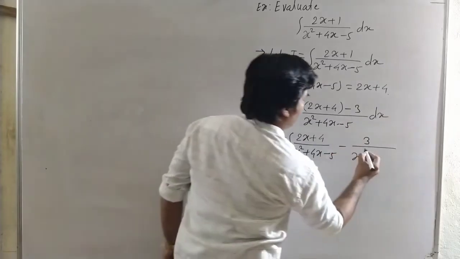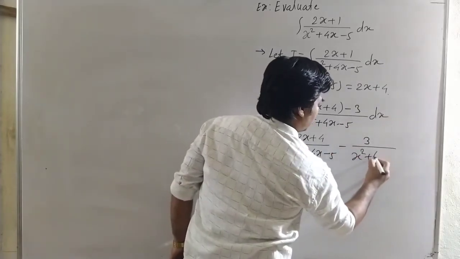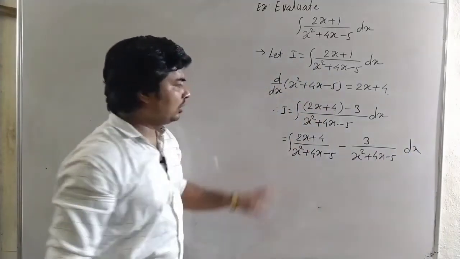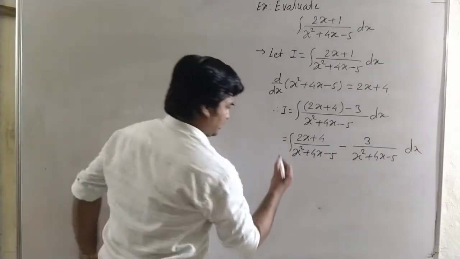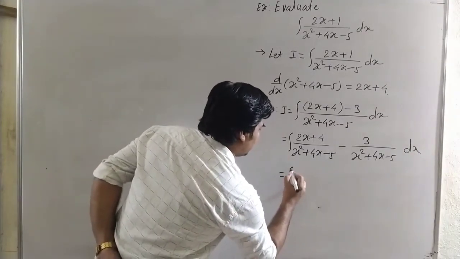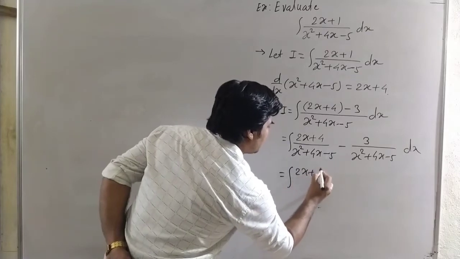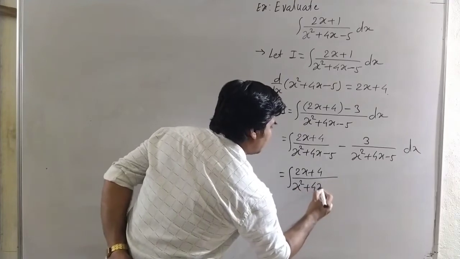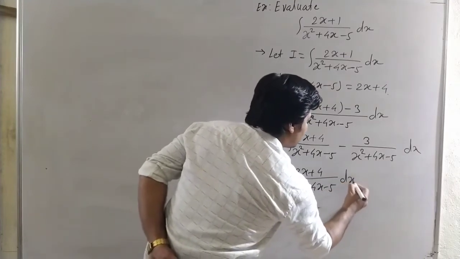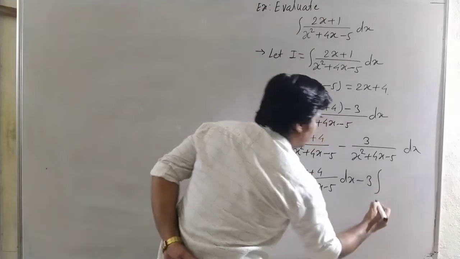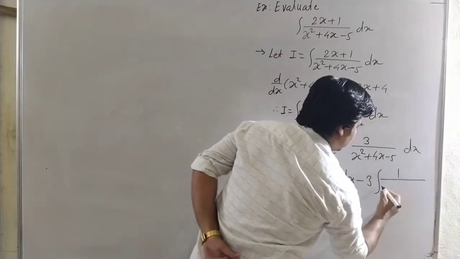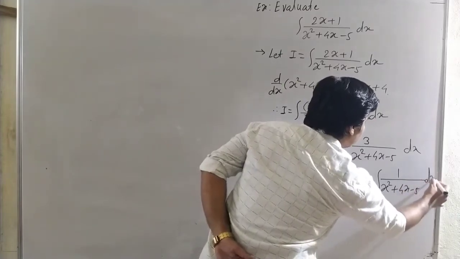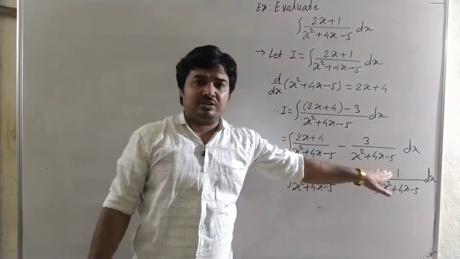Okay, minus 5. Then x square plus 4x minus 5 dx. Now these are the two terms. First separate the integrals. So we can write here integral of 2x plus 4 upon x square plus 4x minus 5 dx, and minus 3 into integral of 1 upon x square plus 4x minus 5 dx. Now these are the two integrals.